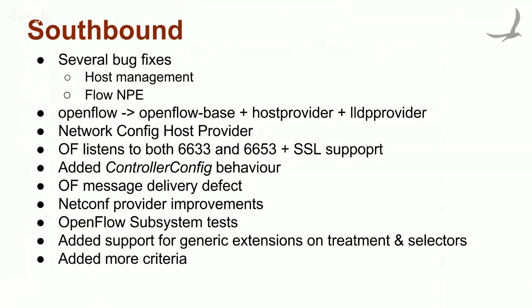So in ONOS, we were able to extend our set of treatments and selectors, and those can then be translated into OpenFlow extensions, which is super handy, obviously, because you want to be able to support these extensions. And we've added a few more criteria here and there that we've needed along the way. So for the extensions, I think right now we support resubmit, move, setting the outer IP of a tunnel of an encap packet.